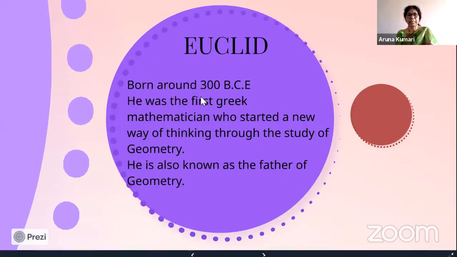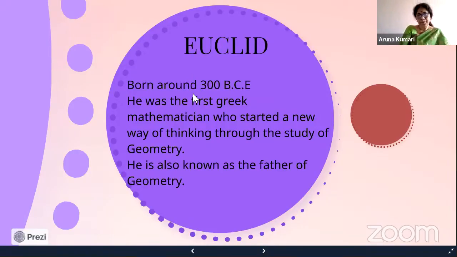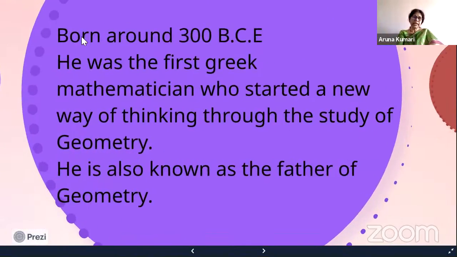Next, coming to Euclid. Actually, geometry means Euclid and Euclid means geometry. Why? Because Euclid played a big part in developing geometry. See, Euclid was born around 300 BCE, which means 200 years after Pythagoras, Euclid came. The times you should remember: 800 BCE Baudhayana, 500 BCE Pythagoras, and 300 BCE Euclid.